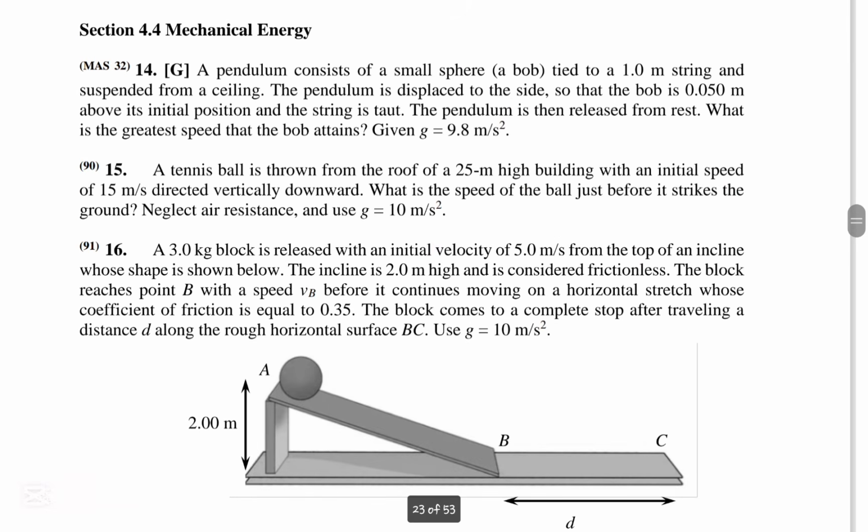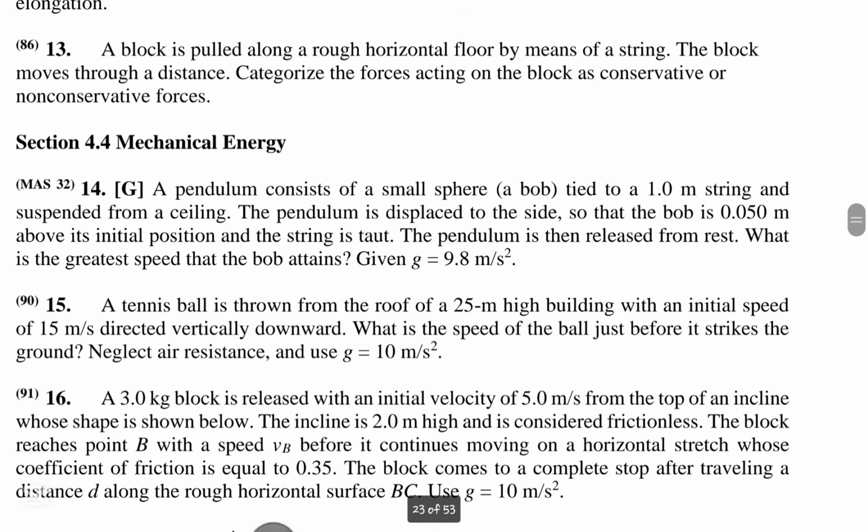We move on now to question 14. Actually, there are 4 more questions, and then we finish chapter 4. So, question number 14. A pendulum consists of a small sphere, a bob, tied to a 1-meter string and suspended from a ceiling. So let's try to draw what they are explaining to us. Okay, so the string has a length of 1 meter. The pendulum is displaced to the side so that the bob is 0.